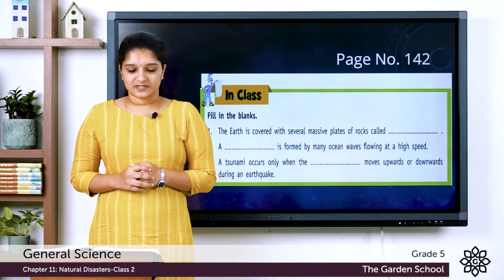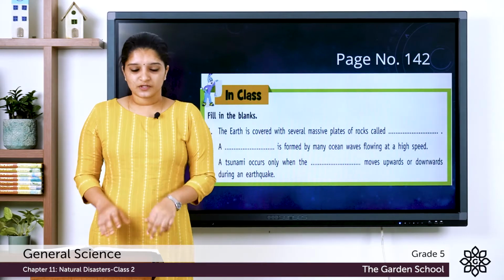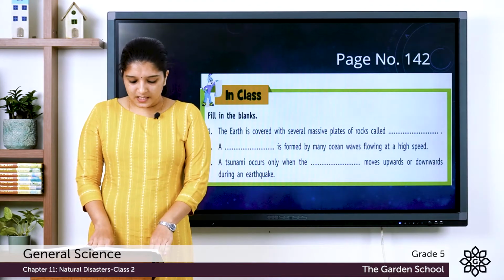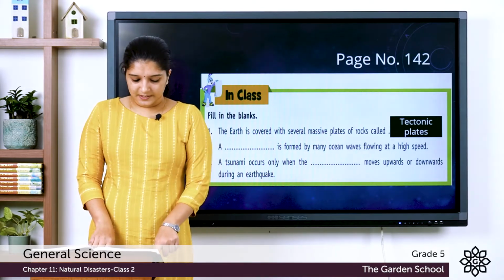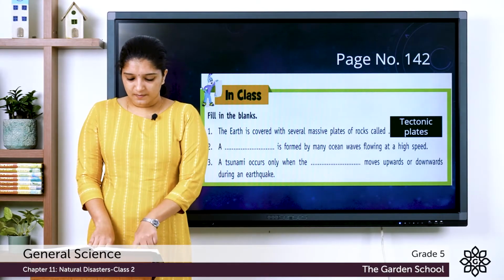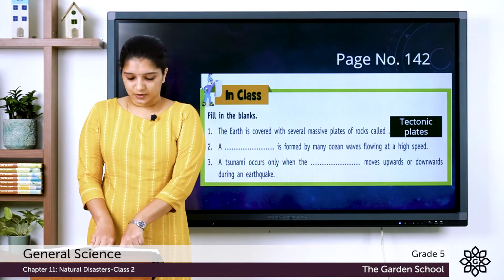There you have 3 questions to fill in the blanks. The first question is, the earth is covered with several massive plates of rocks called dash. The answer is tectonic plates. The earth is covered with several massive plates of rocks called tectonic plates.